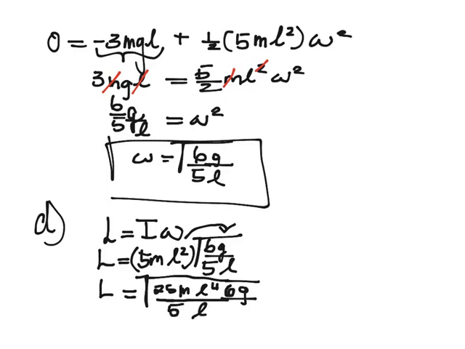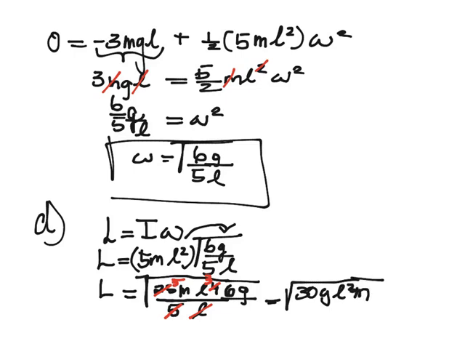Okay, so the 5 and the 25 cancel to just get 5. Okay, L cancels with L to the 4th, so we now just have L cubed, and we end up with our angular momentum is equal to the square root of 5 times 6, which is 30, g L cubed m.